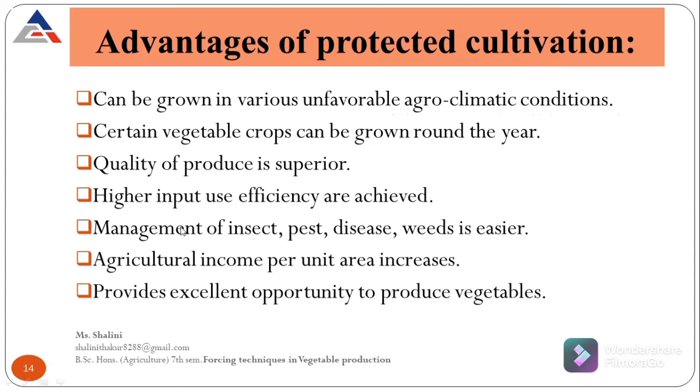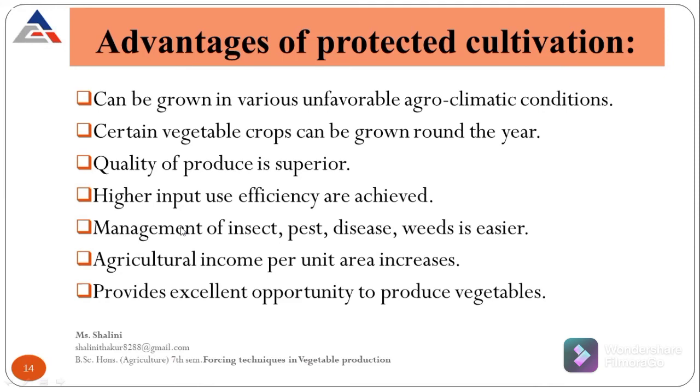Then the quality of the produce is quite superior because there is less disease and less pest, so there is less damage to that crop. And it has good quality because we are supplying a smaller amount of fertilizer there. Next, there is a higher input use efficiency because we are giving our 110% while doing protected cultivation. We can't waste anything. We are using everything in a proper manner, and similarly we are getting maximum output.